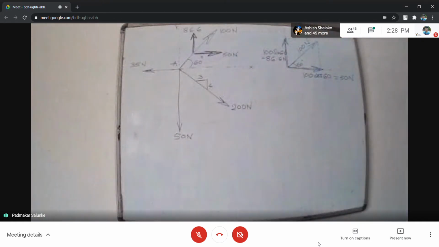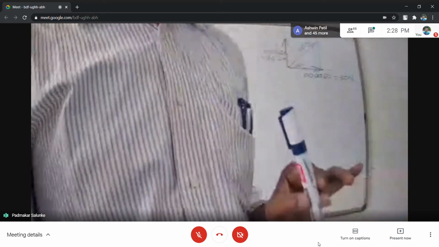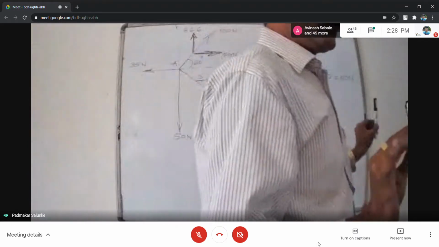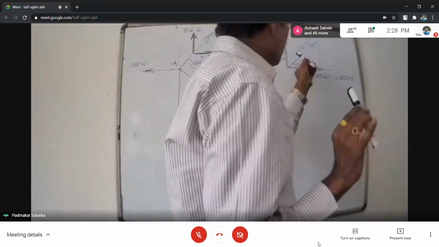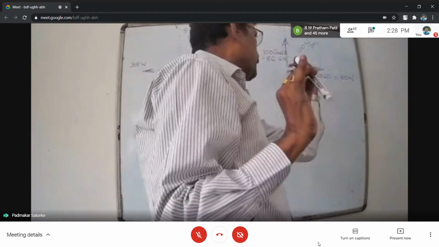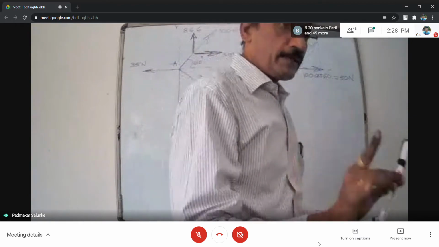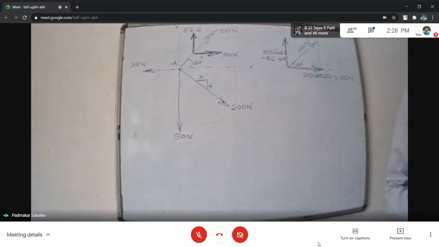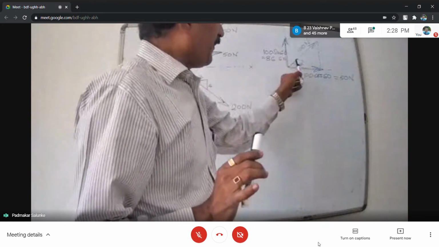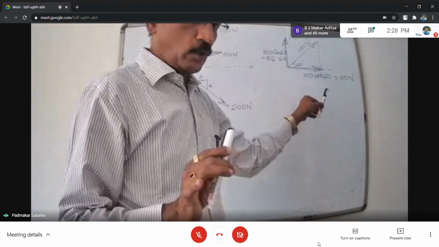Please remember these ideas. What are the directions of forces? The directions of forces define the directions of the component forces also. Instead of away from this point, if 100 Newton is acting towards the point, your x component goes to the left and the y component comes in the downward direction. That also you have to remember. Very systematically I have explained how to resolve this 100 into two components and how to mark these components.